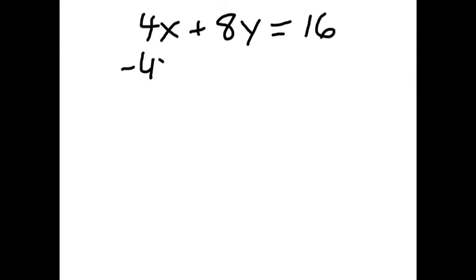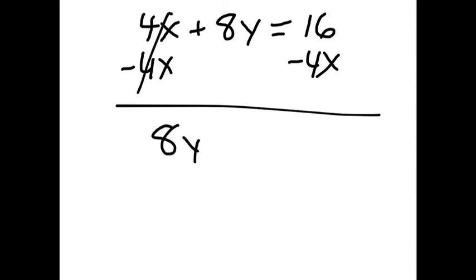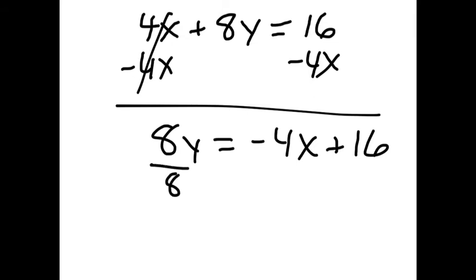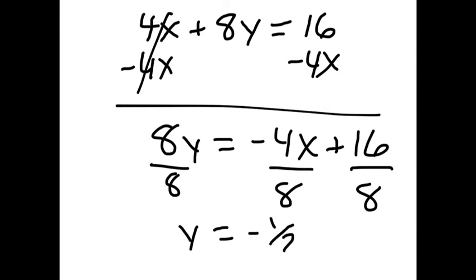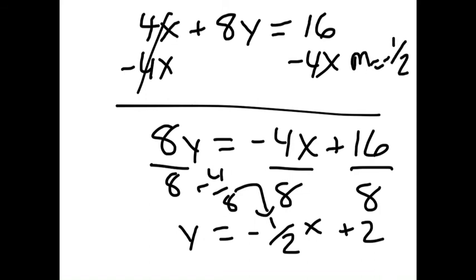So here's another example. I'm going to subtract 4x from both sides to create a 0 pair, and I'm left with 8y equals negative 4x plus 16. When I divide everything by 8, I'm left with y equals negative 1/2 x plus 2, because negative 4/8 reduces, and we always reduce to lowest terms. So that means my slope would be negative 1/2, and my y-intercept would be 2. So I'd start at 0, 2, and I would go up 1 and to the left 2, or I'd go down 1 and to the right 2.